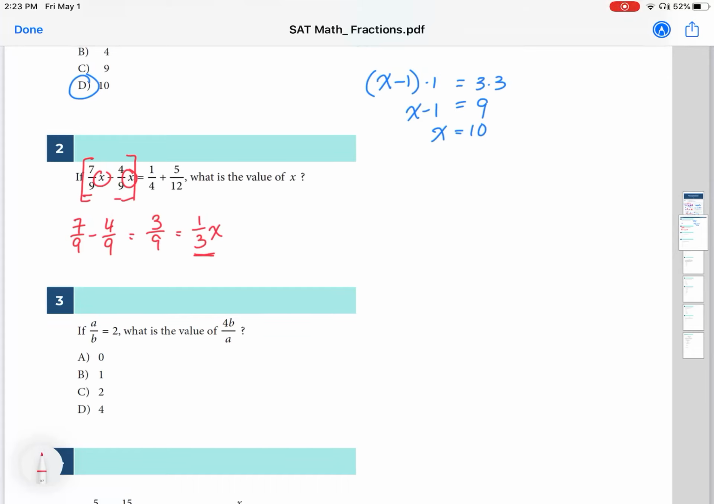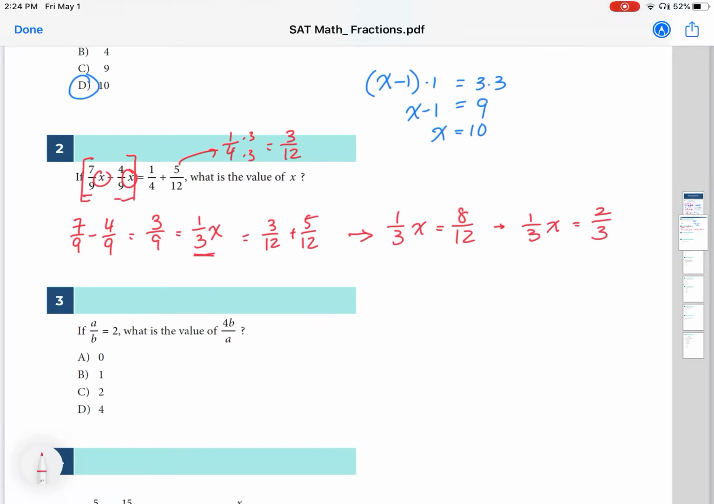The second half, however, needs a common denominator. So I'm going to take 1/4. I'm going to multiply the top and bottom by 3, so I get 3/12. Because then I can do 3/12 plus 5/12, which would lead me to saying that 1/3 x equals 8/12. I'm going to take it a step further and reduce my 8/12 to 2/3.